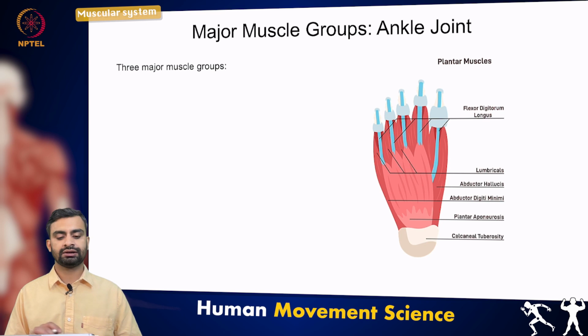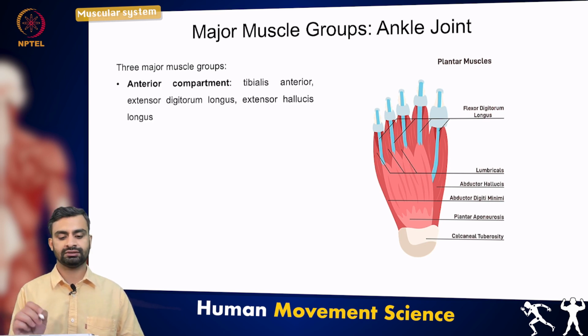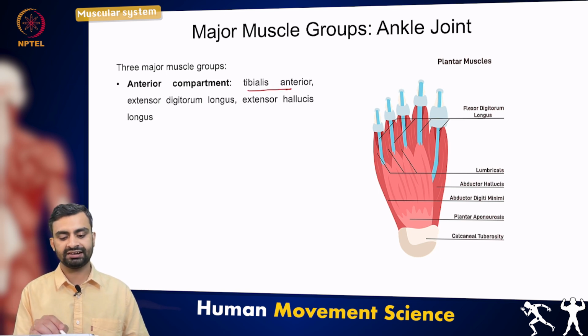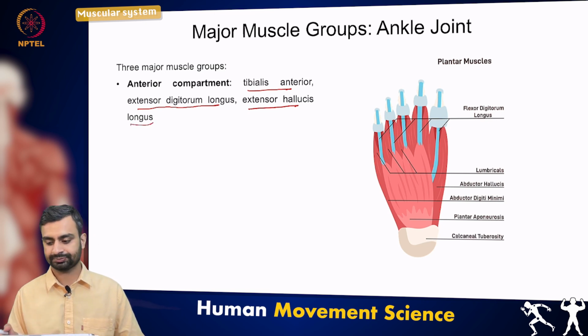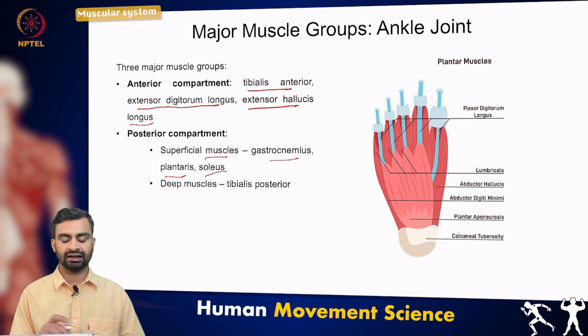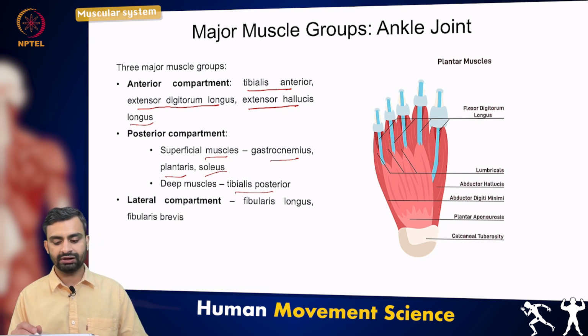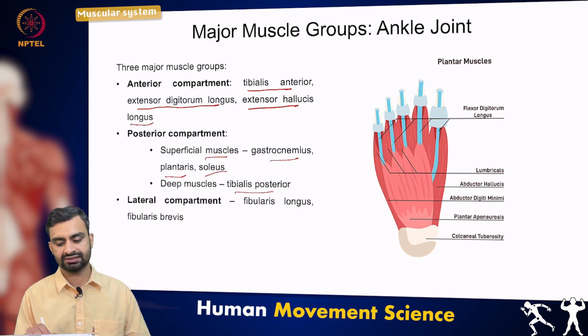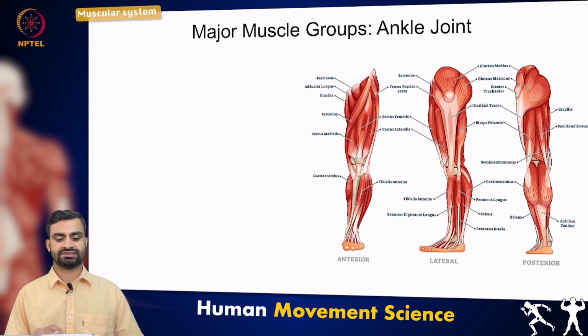So at the ankle joint there are three major muscle groups. The first one is the anterior compartment, which consists of tibialis anterior, extensor digitorum longus, and extensor hallucis longus. In the posterior compartment we have superficial muscles like gastrocnemius, plantaris and soleus, and the deep muscle is tibialis posterior. And the third one is the lateral compartment, which consists of fibularis longus and fibularis brevis.